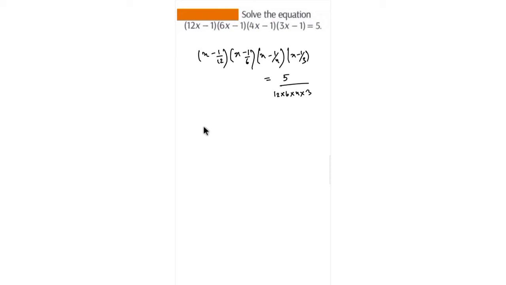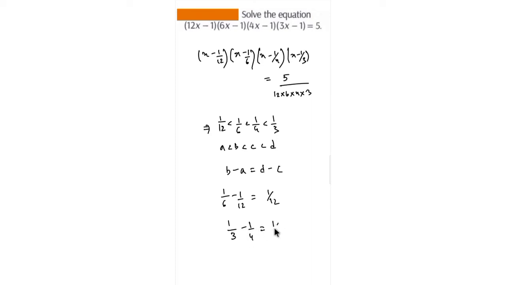Now another thing that we can notice is that 1 by 12 is less than 1 by 6, is less than 1 by 4, is less than 1 by 3. So we have a is less than b is less than c is less than d, and we also need to verify that b minus a is equal to d minus c. What is b minus a? It's 1 by 6 minus 1 by 12, which is nothing but 1 by 12, and the other is 1 by 3 minus 1 by 4, again 1 by 12. So we are getting these to be equal.